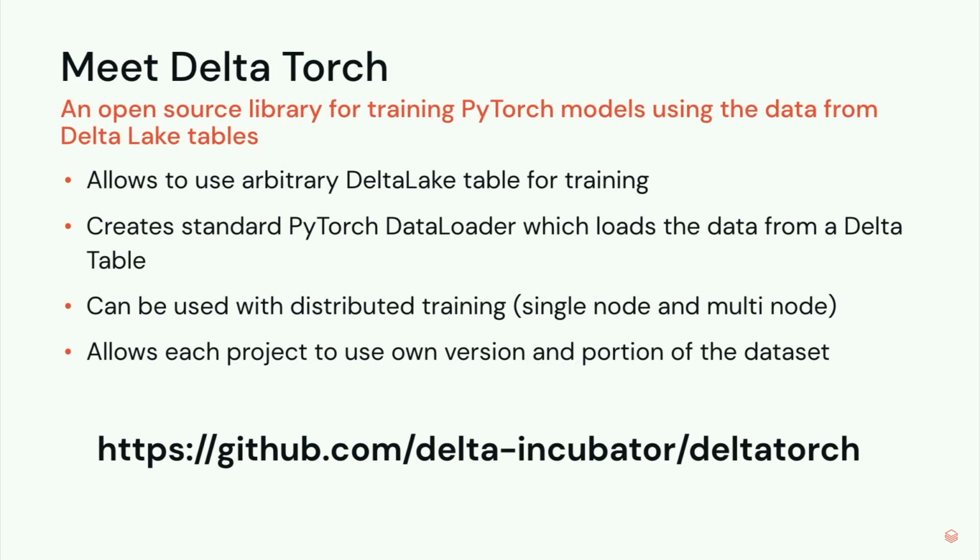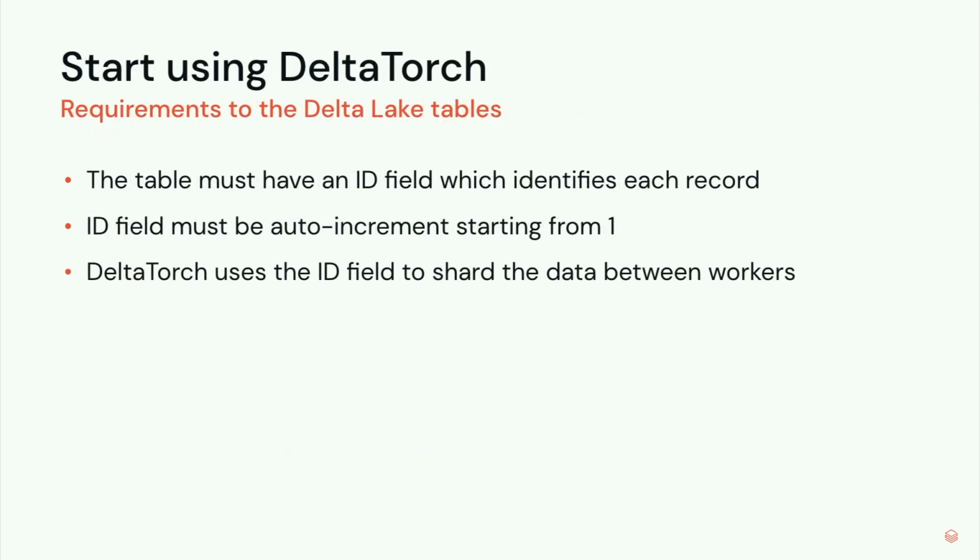So the solution, which I think is really simple and directly does what we would like it to do, is DeltaTorch. DeltaTorch is a new small library which allows us to use an arbitrary Delta table for training. It's compatible with PyTorch. It's basically just one function which allows you to create a PyTorch data loader and get your data in PyTorch. It also supports distributed training, so it automatically does the sharding, and it also supports partition filtering and versioning. So we like to use DeltaTorch.